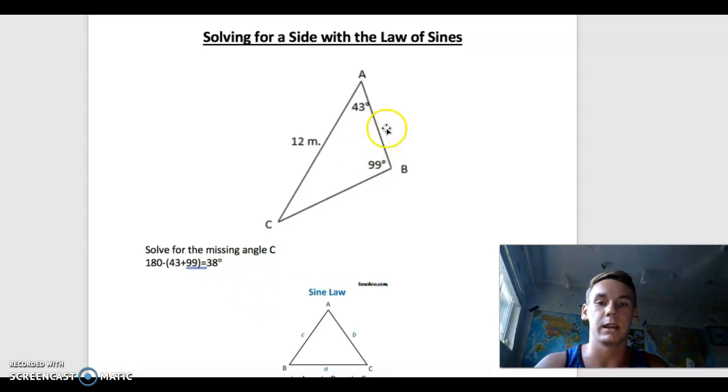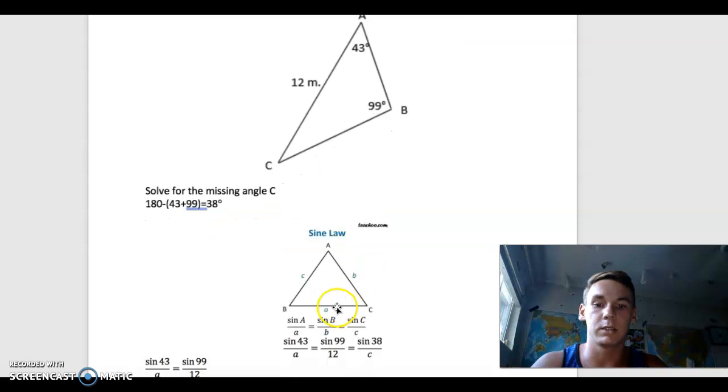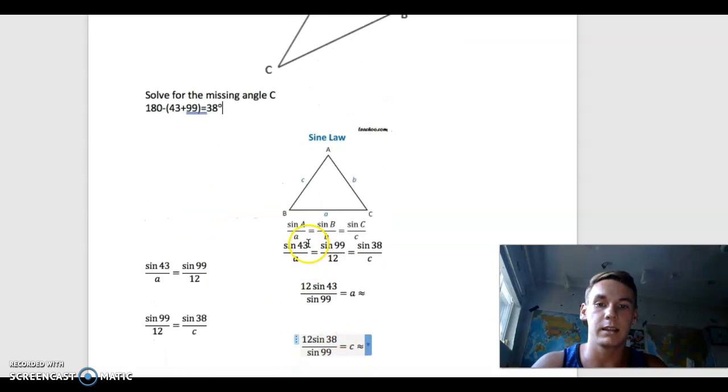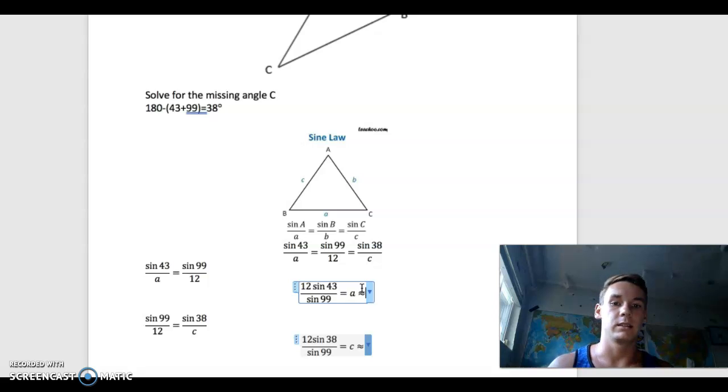Now for the next two sides, you need to use the law of sines, which states sine A over A equals sine B over B, which equals sine C over C. Now, if we put that into the given information that we have and the information that we found, which is the third angle, angle C, you get sine 43 over A equals sine 99 over 12, which equals sine 38 over C.